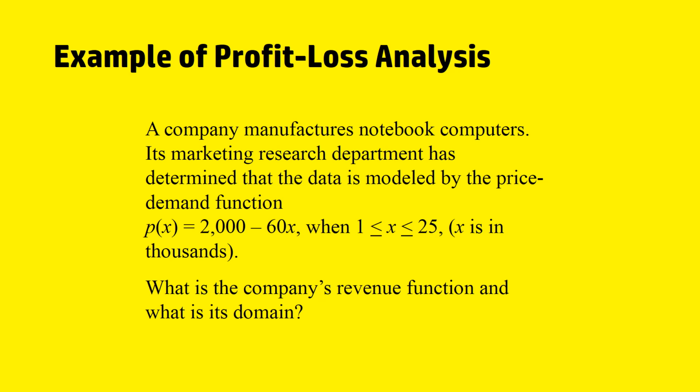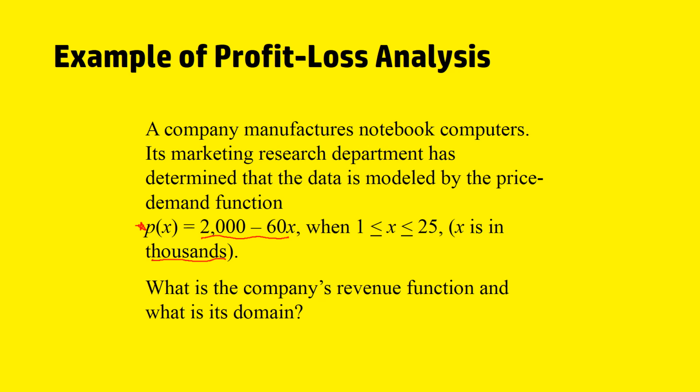So here's an example. Company manufactures notebook computers. Its manufacturing research department has determined that the data are modeled by the price demand function. So price and production are related by this equation, when X is in the interval 1 to 25 in thousands. So when you produce between 1,000 and 25,000 units, price and production can be related in this way. What is the company's revenue function?